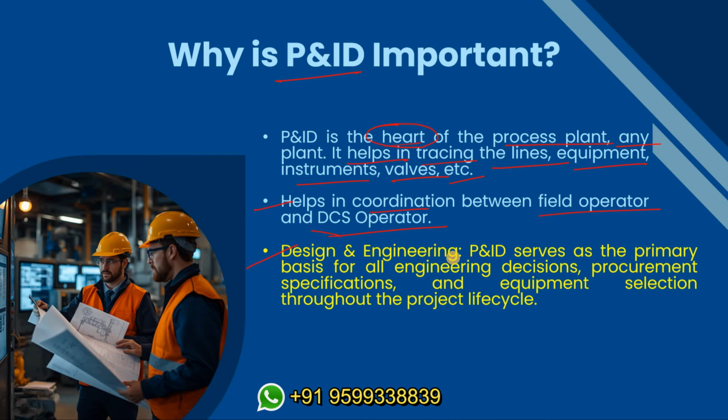Then with respect to design and engineering, the P&ID serves as the primary basis for all engineering decisions, as I told you earlier. This is the first document which you issue to your downstream disciplines and they work on their deliverables. For example, piping will work on the 3D modeling, mechanical will work on the detailing of their tanks or their mechanical deliverables, civil will work on the foundation, and instrumentation will work on the instrumentation data sheets and their procurement. Then the procurement specification and equipment selection throughout the project cycle.